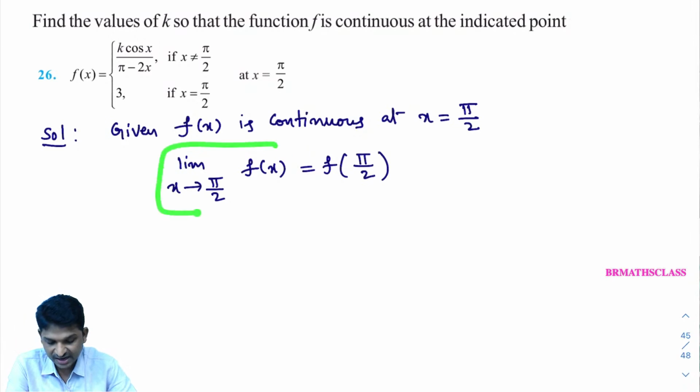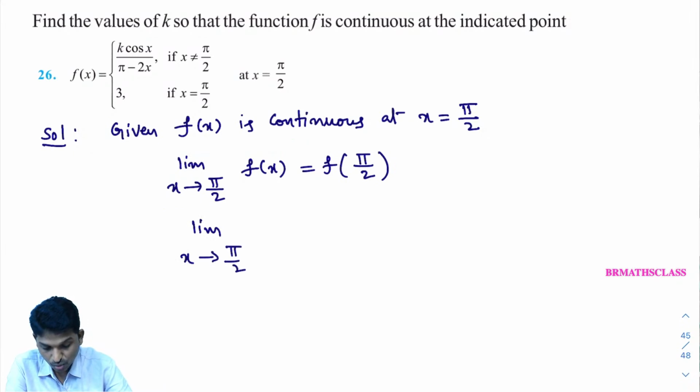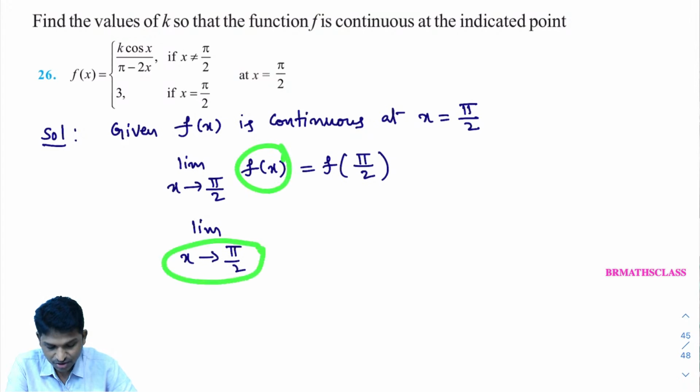What I'm going to do, I'll calculate this one first. Let's see what happened. Limit x approaches pi by 2. What is the function here? x approaches pi by 2 means x is not equal to pi by 2; x values are slightly less than pi by 2 or slightly greater than pi by 2. So that means this is the function we need to choose.